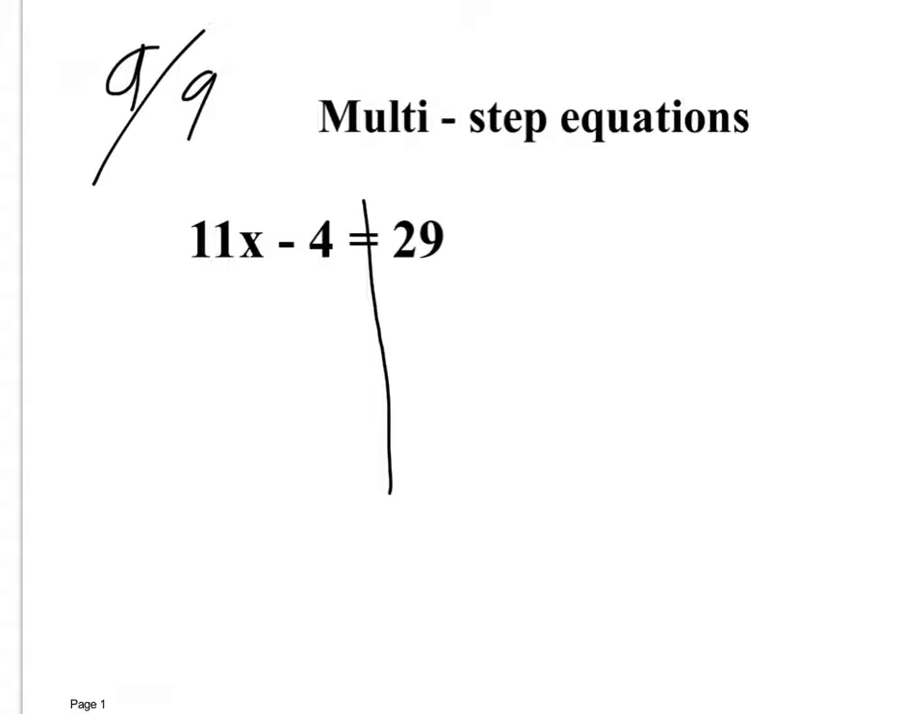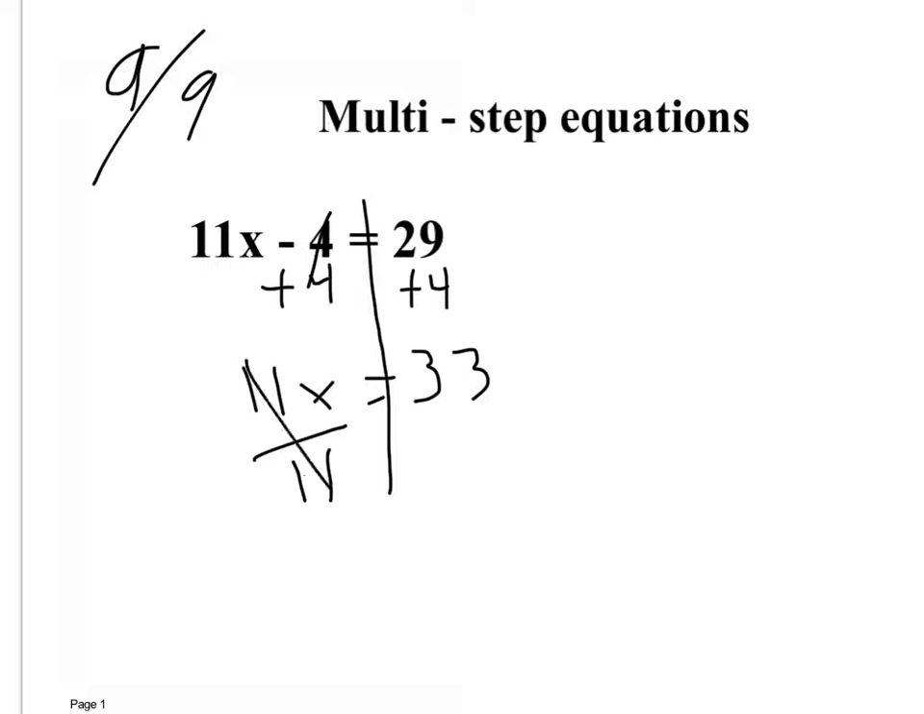Look at what's being done to x and undo the farthest away from it first. X is being multiplied by 11 and then 4 is subtracted. So we go in reverse of that. If we subtracted 4 last, we're going to add 4 first. It's kind of like order of operations but backwards. So we add 4 to both sides. So we have 11x is equal to 33. Then we divide both sides by 11. X is equal to 3.